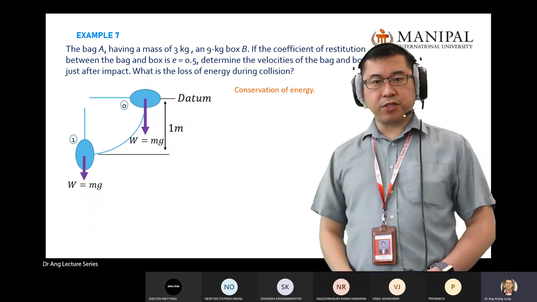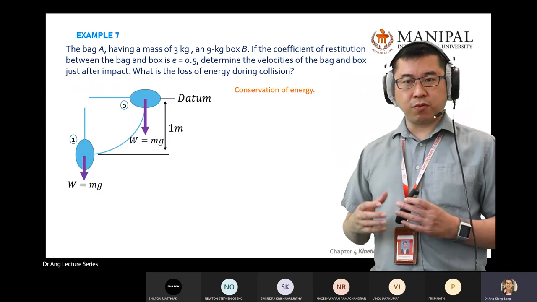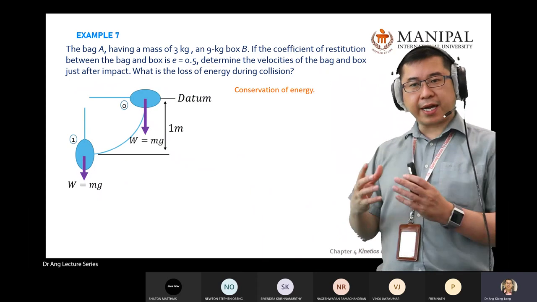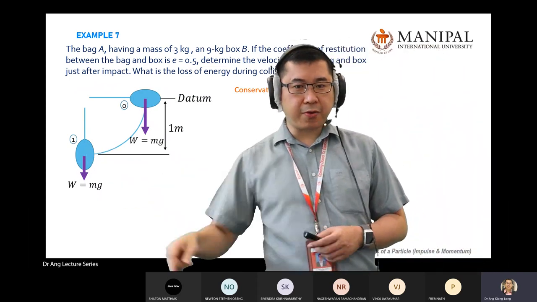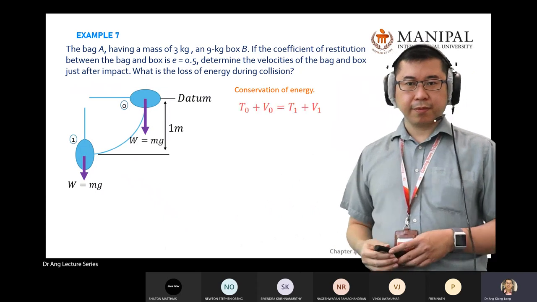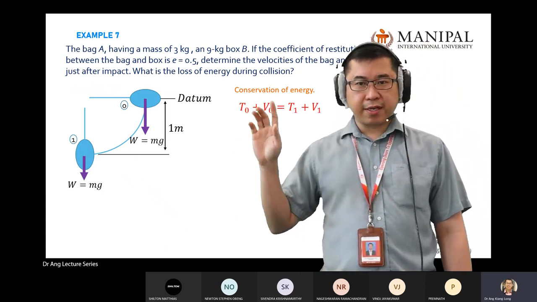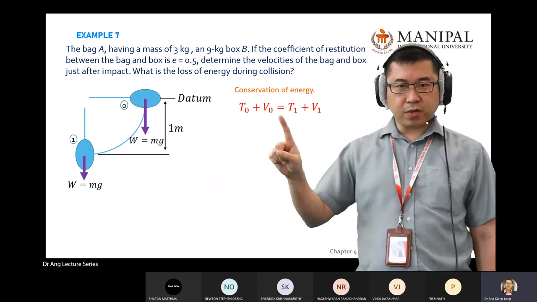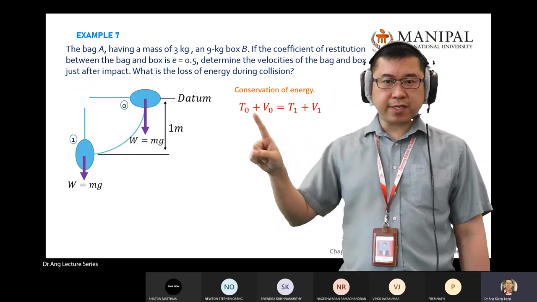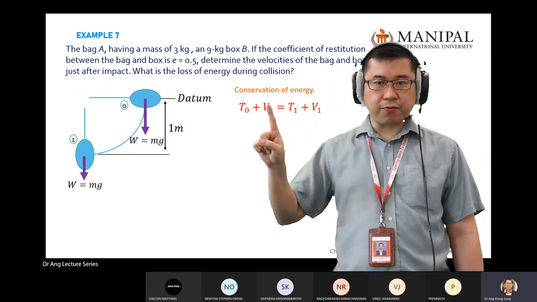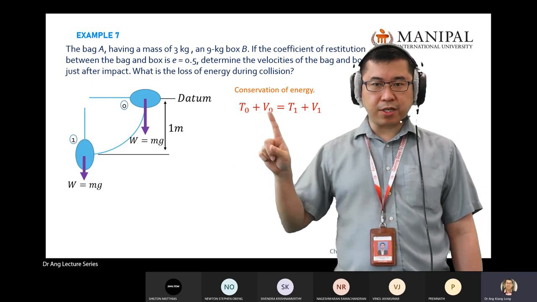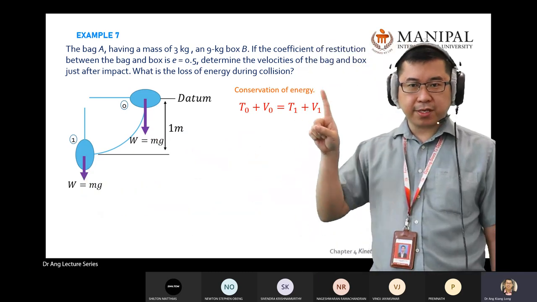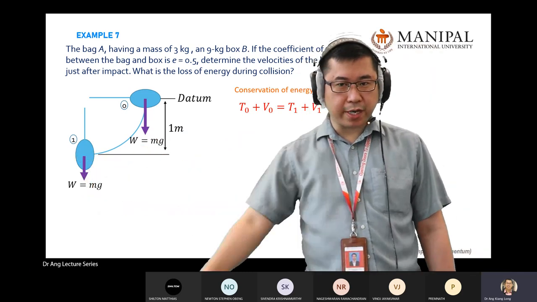I use conservation of energy, which means there's no change of energy, no loss of energy before my sandbag hits B, because I need to find the velocity at that point. So I use kinetic energy plus potential energy before equal to energy after. So T sub zero plus V sub zero, meaning potential energy, equal to kinetic energy after the movement plus potential energy at position one.